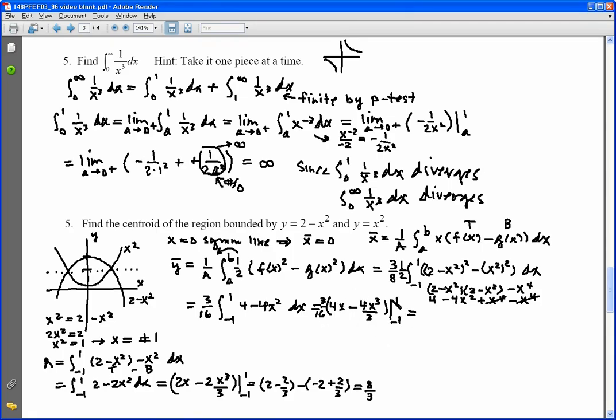Okay, so 1 goes in on each piece, so you got a 3/16 out in front. And let's see, 1 goes in, so 4 times 1 is 4, minus 4 times 1 cubed over 3, so 4/3. And then minus, and let's see, -1 goes in, so 4 times -1, it'd be a -4. And then minus, and this negative 1 cubed will give another negative, so it would be plus 4/3.